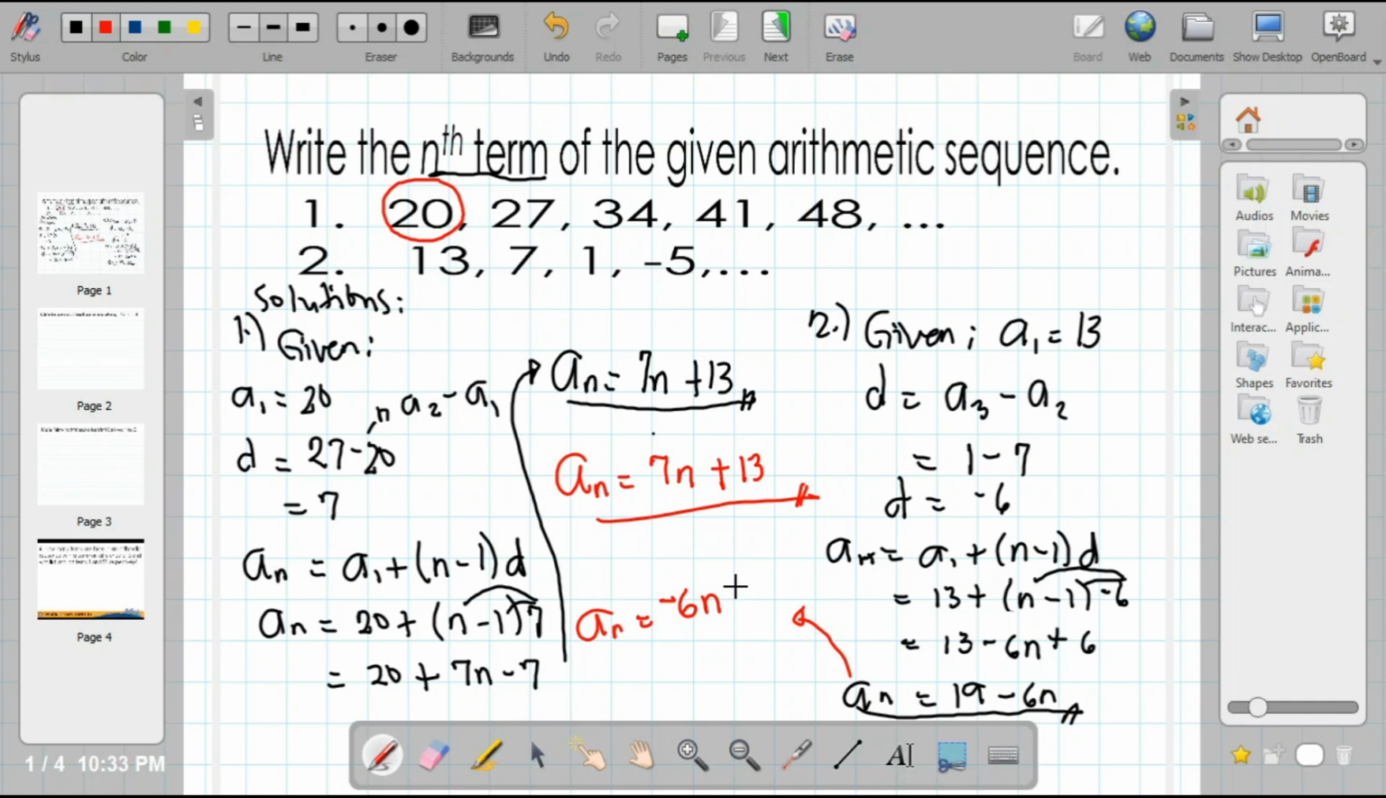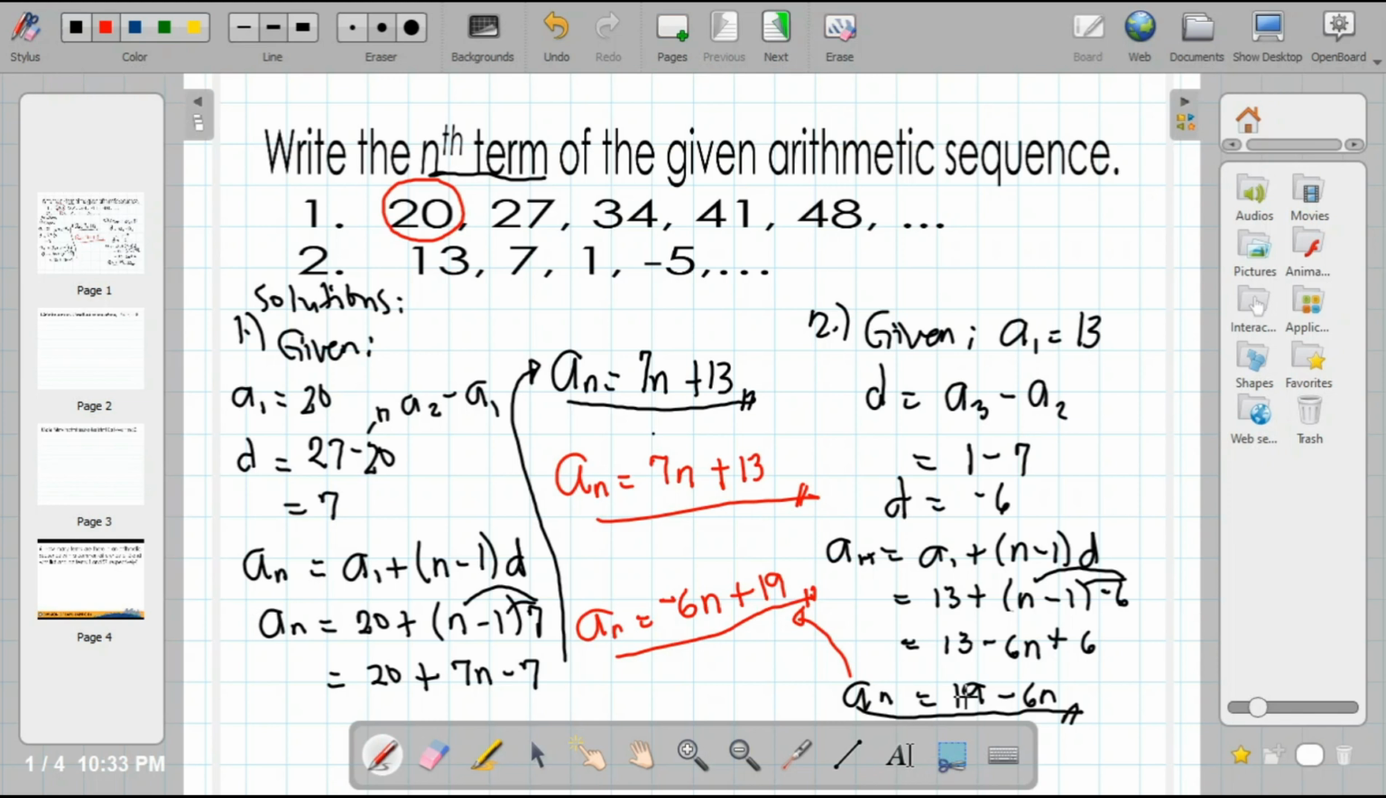Of course, that number should be a positive number, no? Because when you add it to negative 6, the result is positive. So what is that number? Okay, that number is positive 19. So our a sub n for number 2 is negative 6n plus 19.